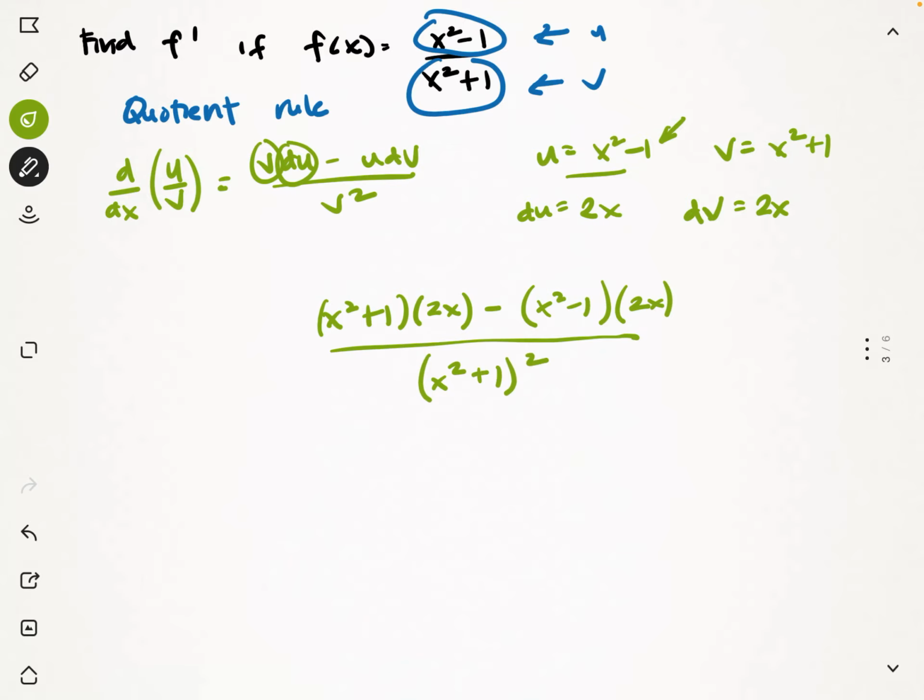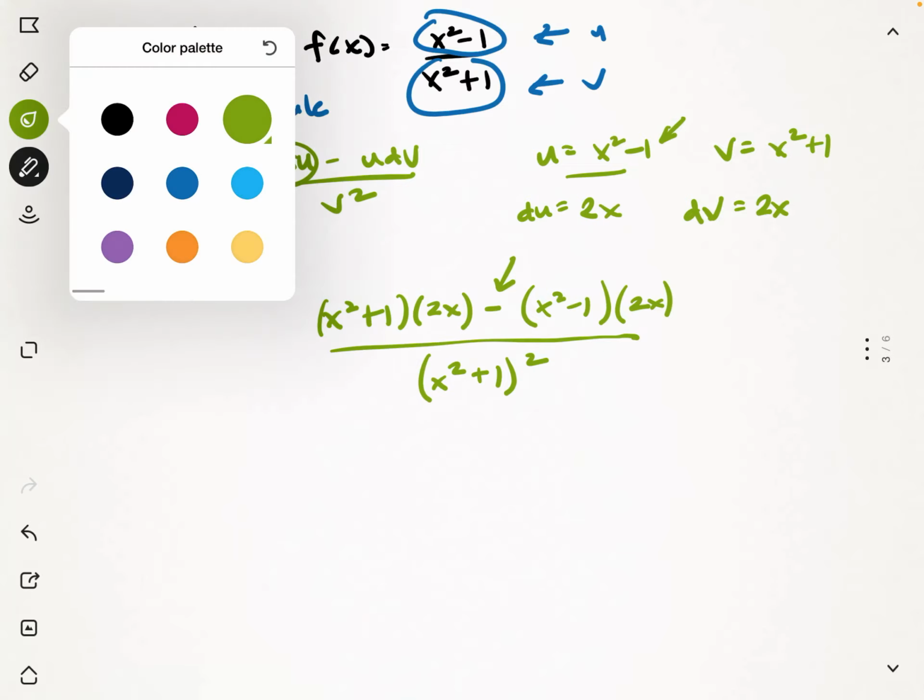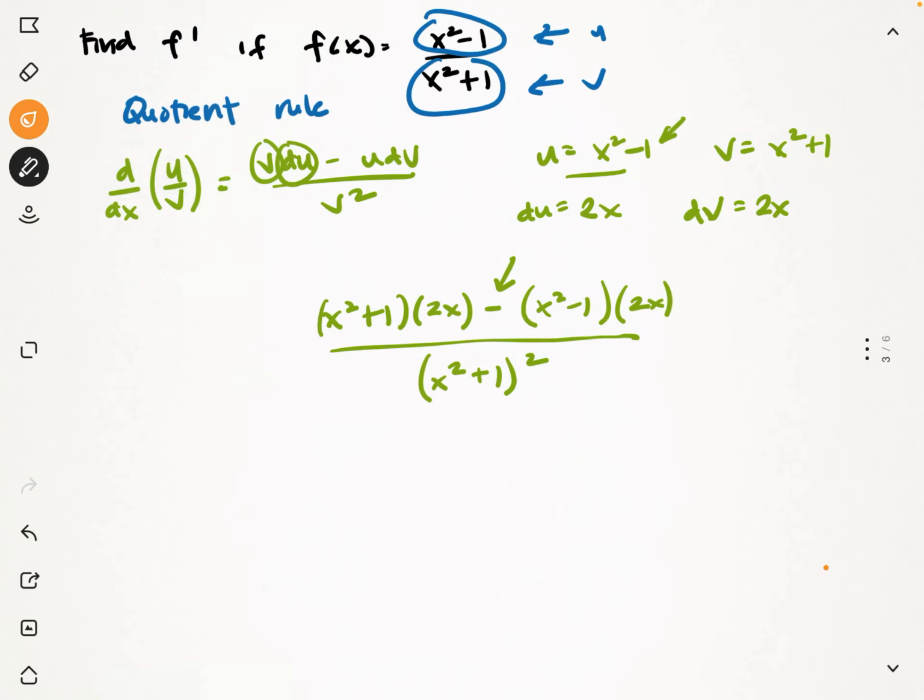Okay, one huge tip. This is a minus sign. It applies to everything on the right-hand side. So be very aware of that, because it's easy to forget and misplace signs and end up with the wrong answer. Let's go ahead and distribute this, just so we can simplify a little bit.